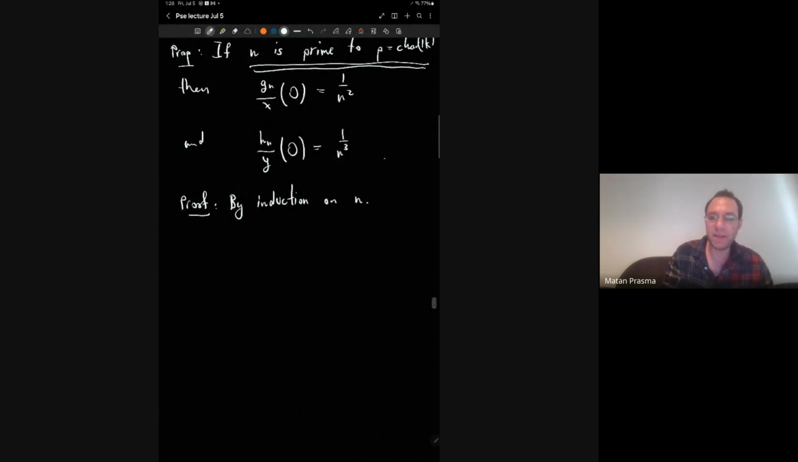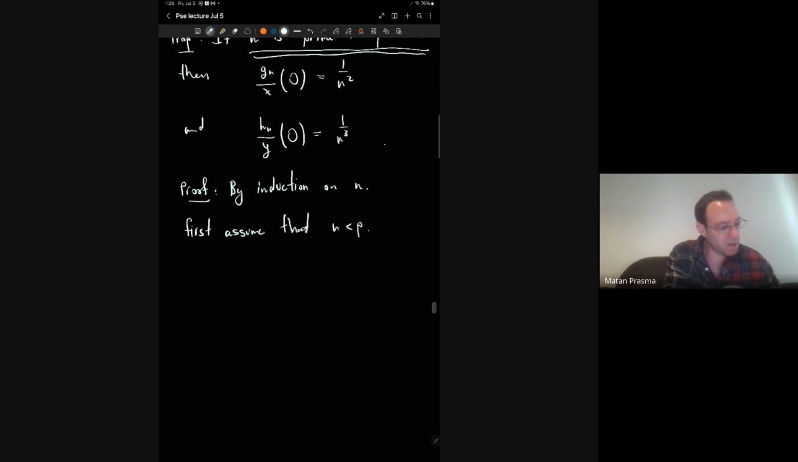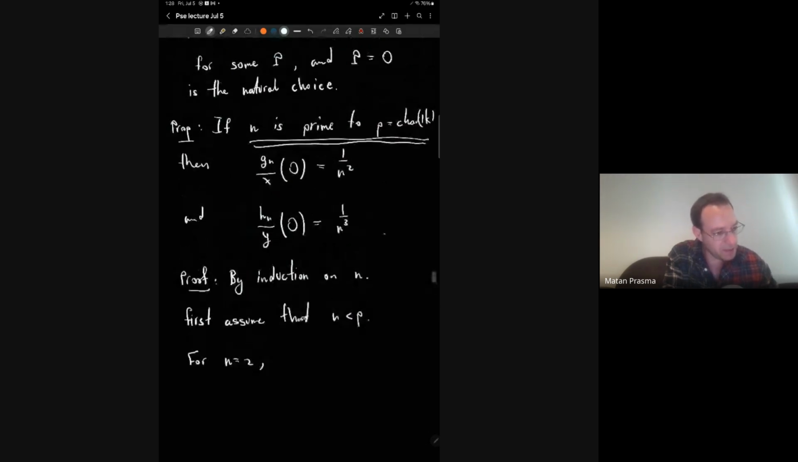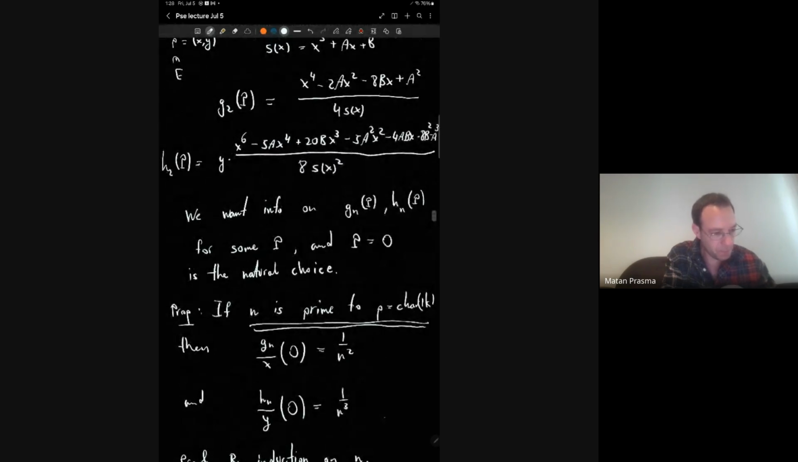Okay, so by induction on n, first assume that n is smaller than p. And we need a base for the induction. So for n equals 2, I take the formulas and I divide, let's say I do gn divided by x and then evaluated at O.